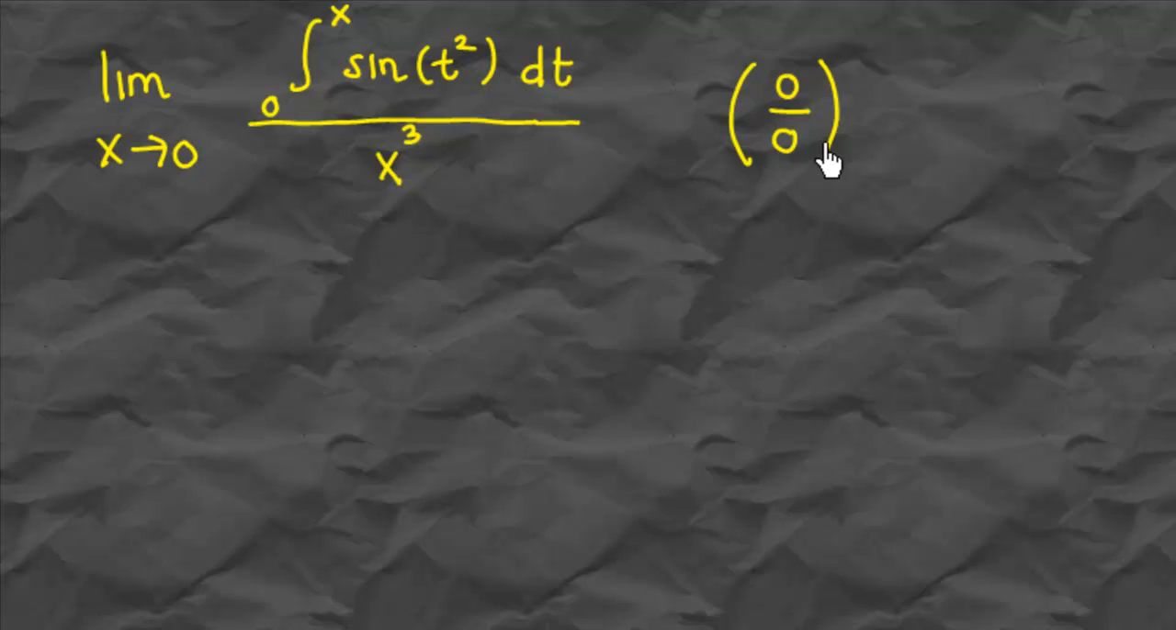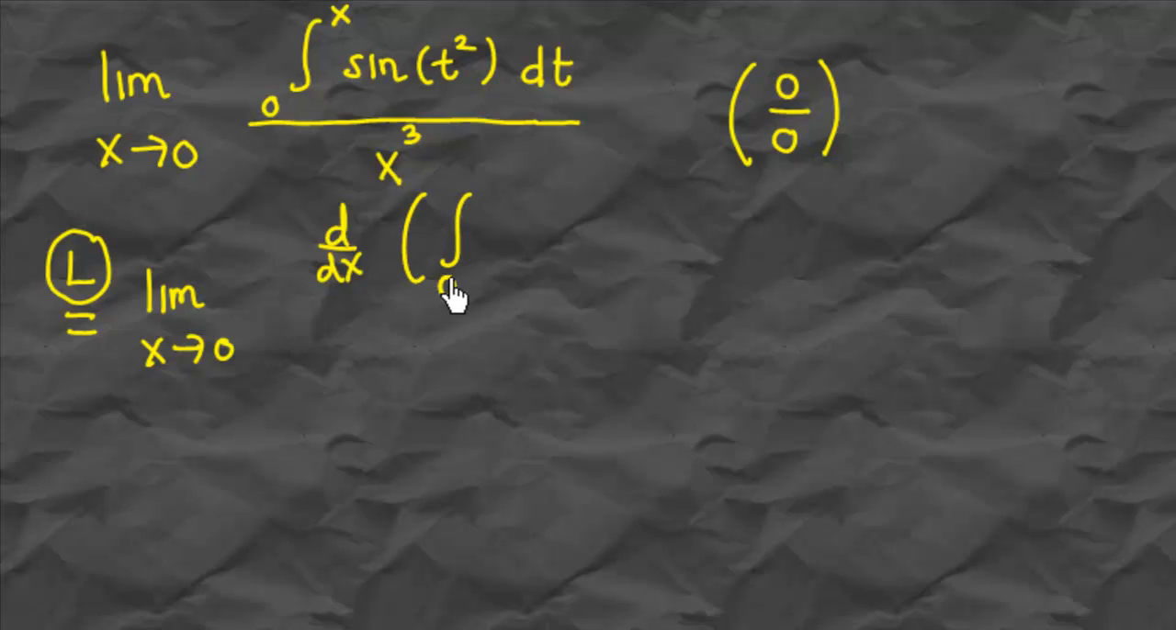And what is the powerful tool that we can use if we have a limit of the type 0 over 0 or infinity over infinity? That's right, we can use L'Hopital's rule. Let's put an L to denote that we apply L'Hopital's rule. So L'Hopital's rule says that since this limit is of the type 0 over 0, then if the limit exists, it will be equal to the limit of the derivative of the top divided by the derivative of the bottom. The derivative of x cubed is simply 3x squared.